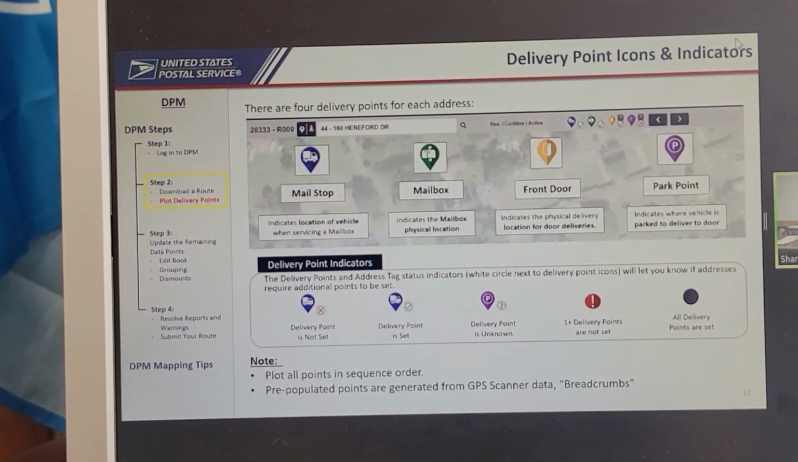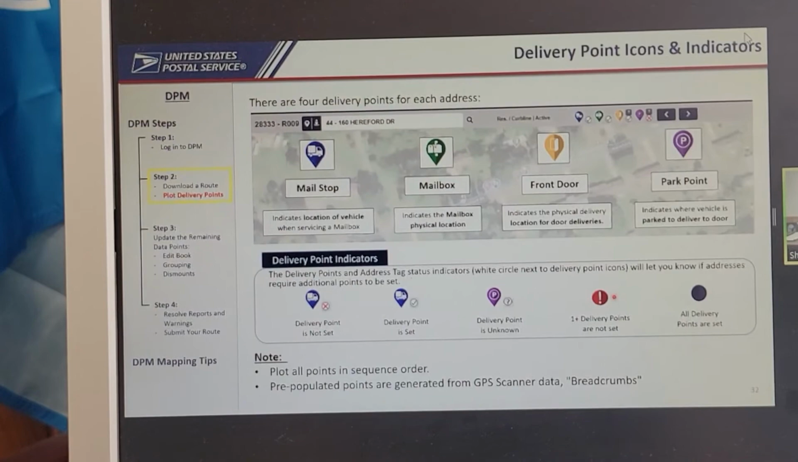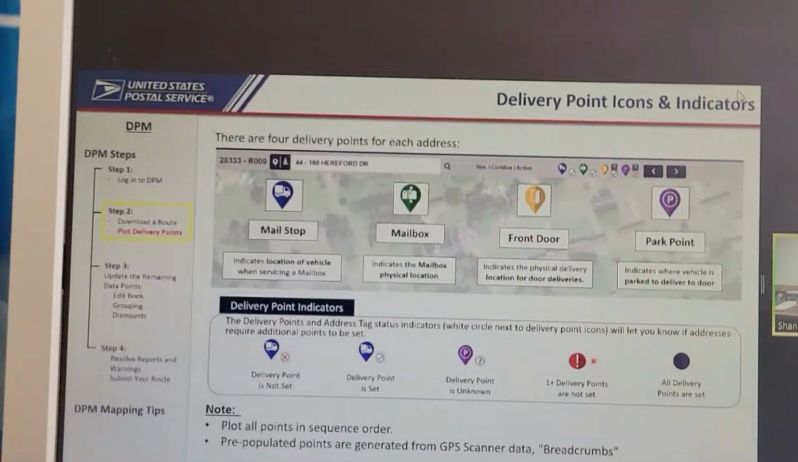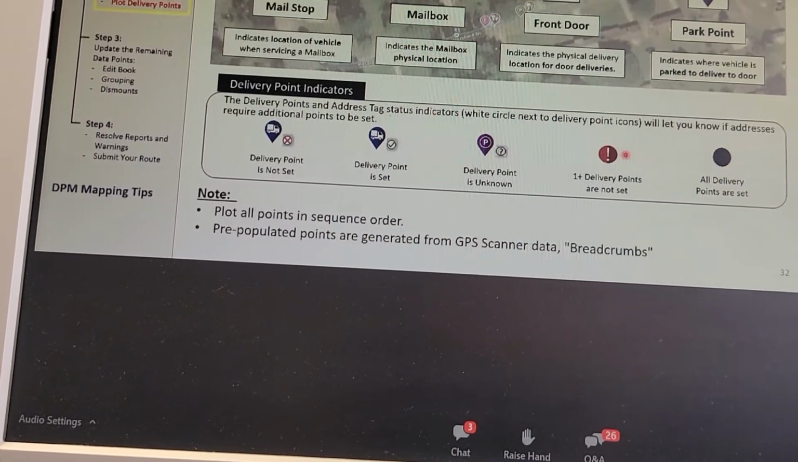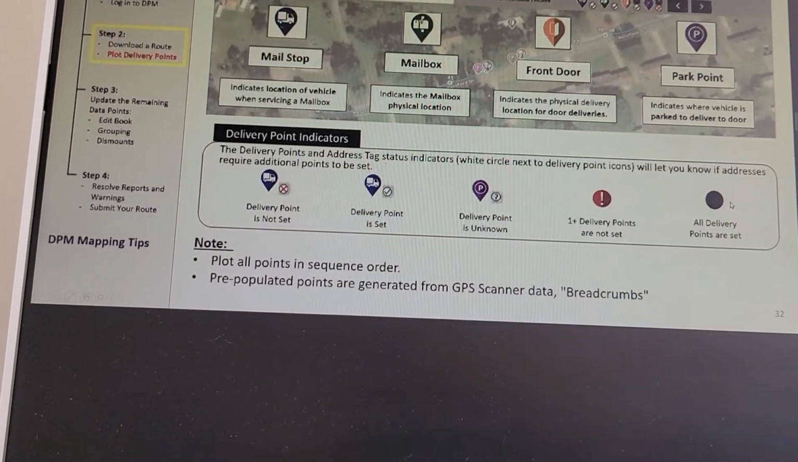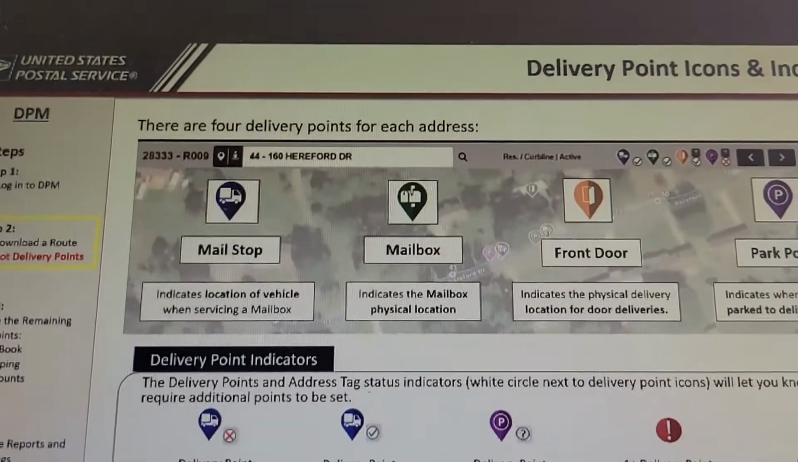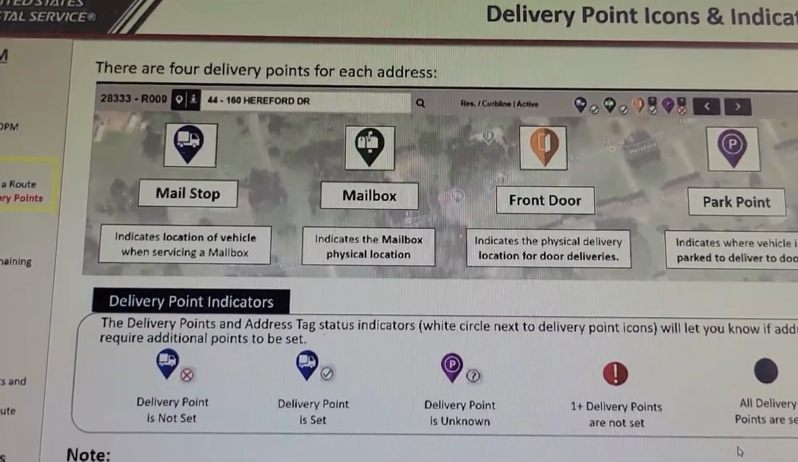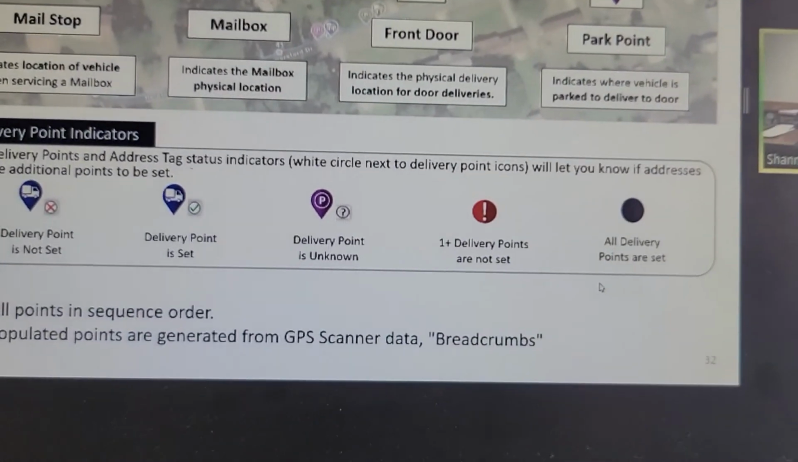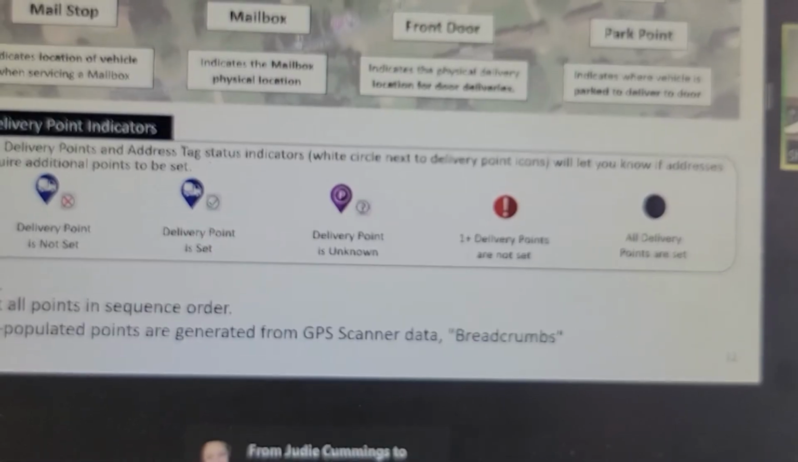If you see that red circle with an exclamation point, that just means 1 or more delivery points are not set. So we've just got to clear them up. So look for that red X. And then also the dark blue circle indicates that all delivery points are set. So really quick, what I want to make sure, we need you to go in there and you plot all these locations and the doors and the park points, right?